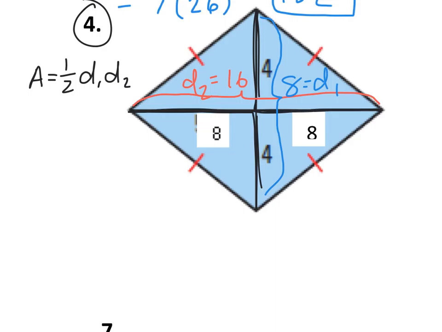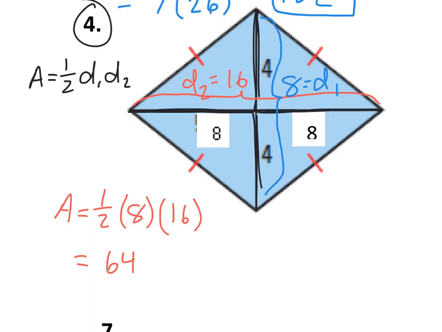So, area equals 1/2 times diagonal 1, which we said was 8, times diagonal 2, which we said was 16. Put that into your calculator and you get 64. And again, they don't have units here, so it's just 64 units squared.